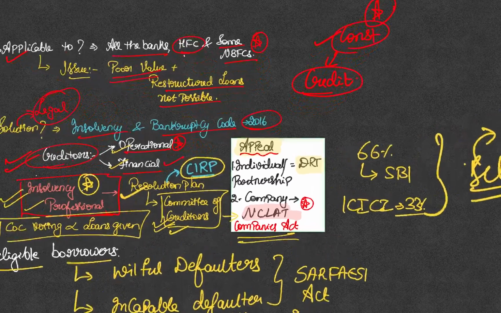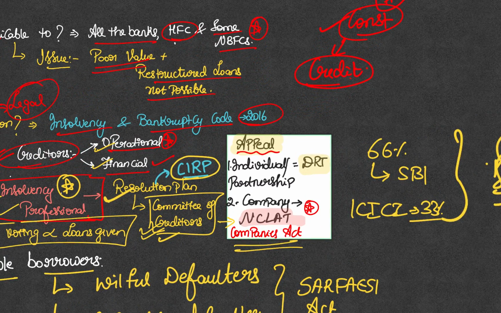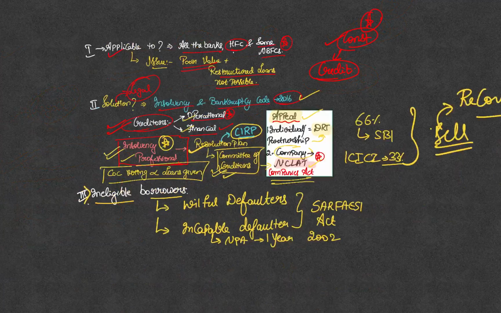Now, if we have to question this, what is the appeal structure as per the Insolvency and Bankruptcy Code of 2016? If there is an individual or a partnership company, they will have to approach the debt recovery tribunal. If it is a company, they will have to approach the National Company Law Appellate Tribunal. So just remember this for your examination purpose.